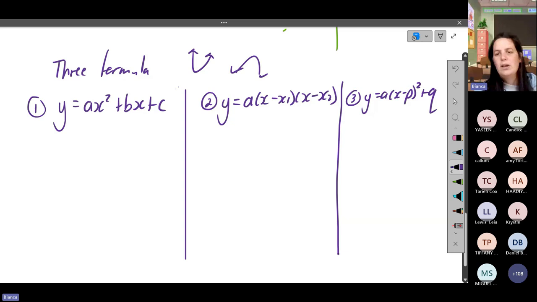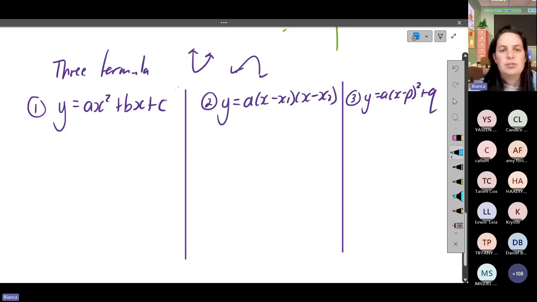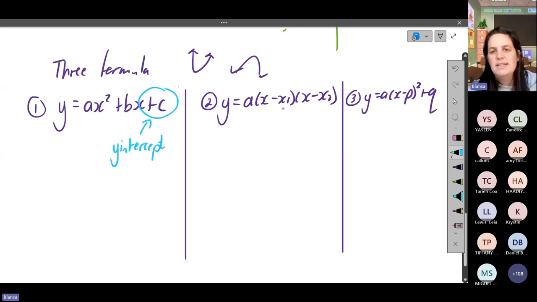Okay, so when they ask you, we're going to ask you to draw the graph and we're going to ask you to find the equation of the graph. For all three of these, they give you different information. So this c over here is the y-intercept. These x's, that x there and that x there, those are your x-intercepts. And that p and that q is your turning point.